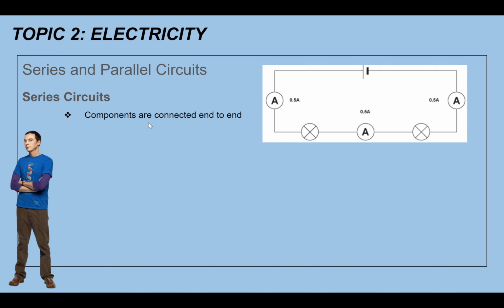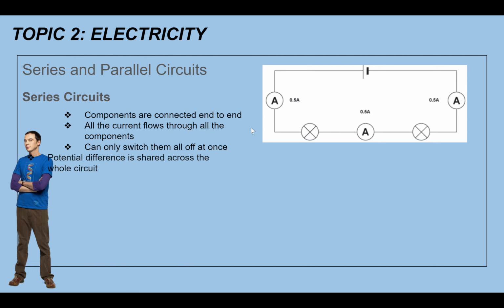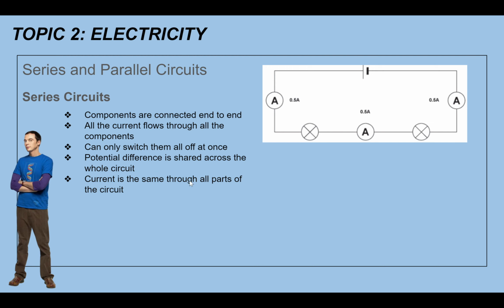So series circuits: components are connected end to end. All the current flows through all the components. You can only switch them all off at once. Potential difference is shared across the whole circuit. Current is the same through all parts of the circuit.